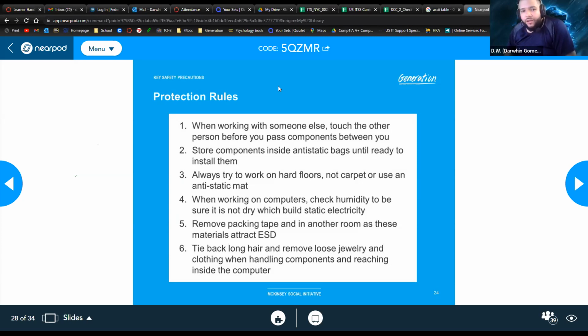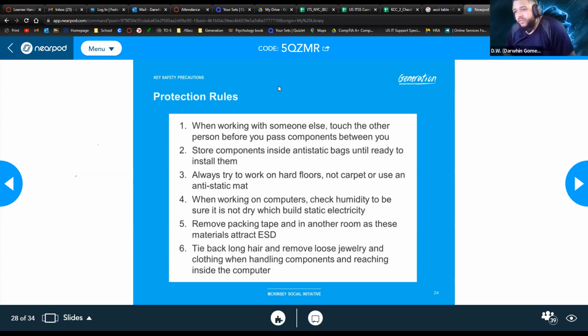Okay. All right, we got 5 and 6. How about Kayla? Can you read 5 and 6 for us? Remove packing tape in another room as these materials attract ESD. Tie back long hair and remove loose jewelry and clothes when handling components and reaching inside the computer.